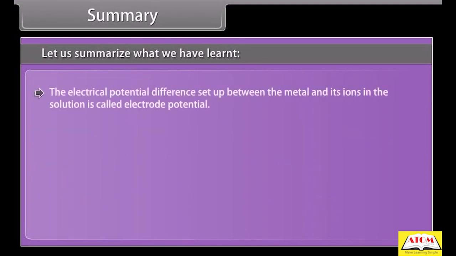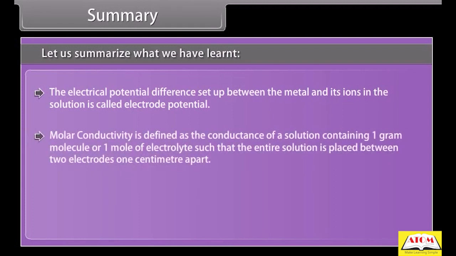The electrical potential differences set up between the metal and its ions in the solution is called electrode potential. Molar conductivity is defined as the conductance of a solution containing 1 gram molecule or 1 mole of electrolyte such that the entire solution is placed between two electrodes 1 centimeter apart.